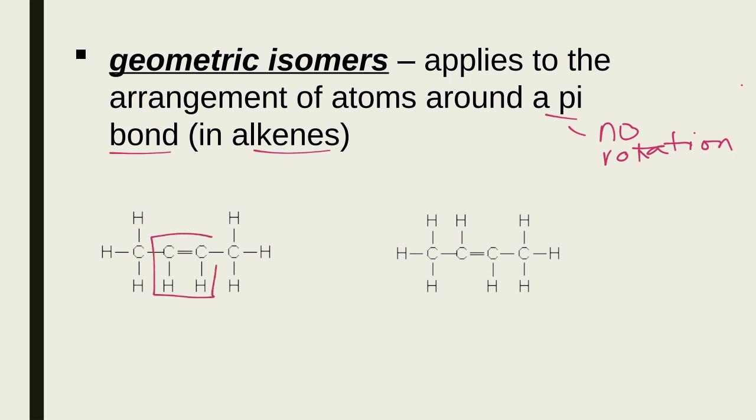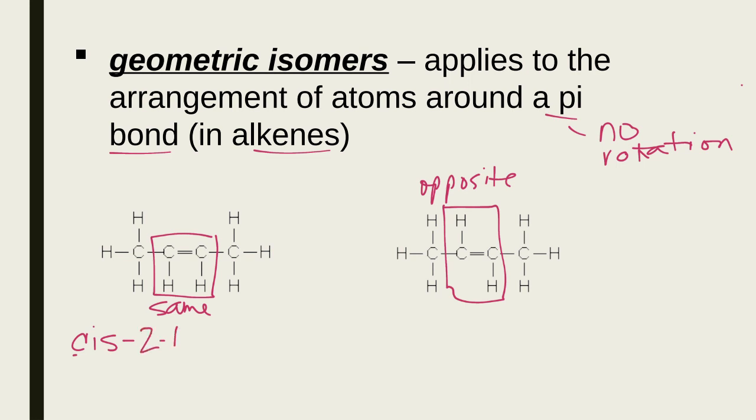When I look right here, I notice that I have hydrogens on the same side of the double bond. And when I look over here, I notice that my hydrogens are on opposite sides of the double bond. When we name geometric isomers, and this only applies to alkenes, if the hydrogens are on the same side, we use the prefix cis. I know it's not an S that it starts with, but it sounds like an S. Cis for same, and then we finish off the name, and this would be cis 2-butene.